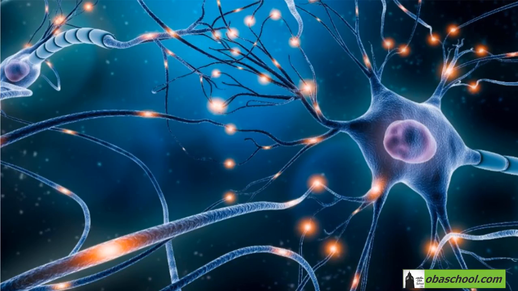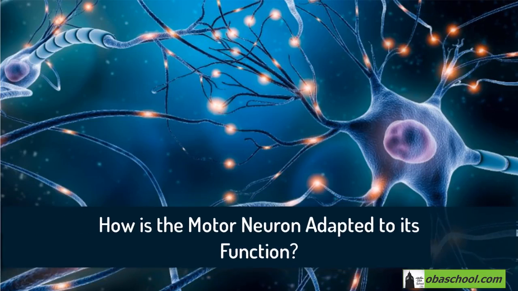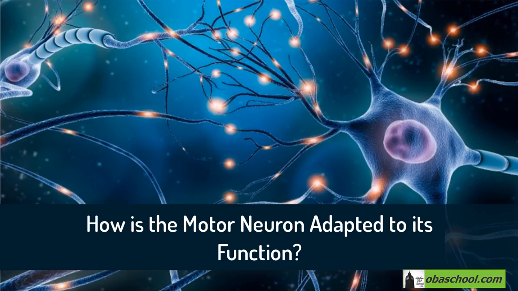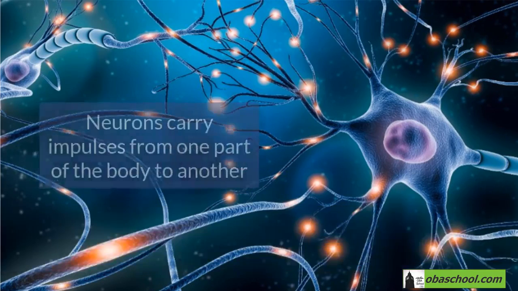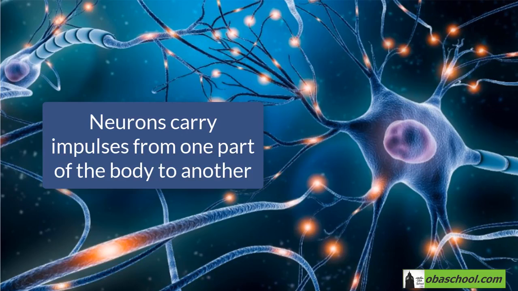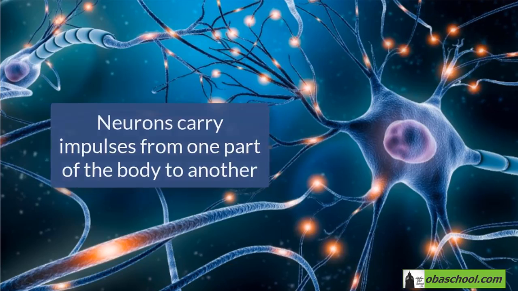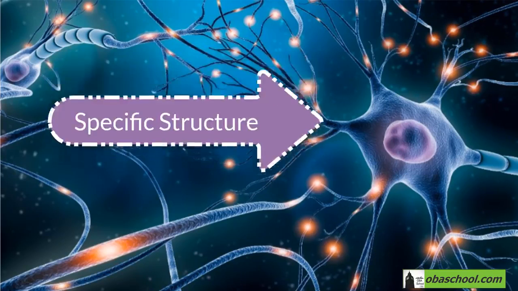Hello everyone! After we've discussed the different parts of the nervous system in the previous tutorials and the different types of neurons, in this tutorial we are going to learn how the motor neuron is developed for its function. As we have studied earlier, neurons are specialized cells that carry messages or nerve impulses from one part of the body to another. But in order for neurons to perform this function, they must have a specific structure.